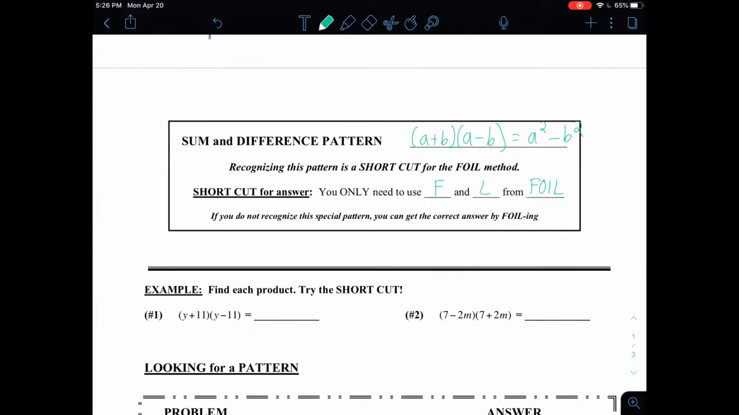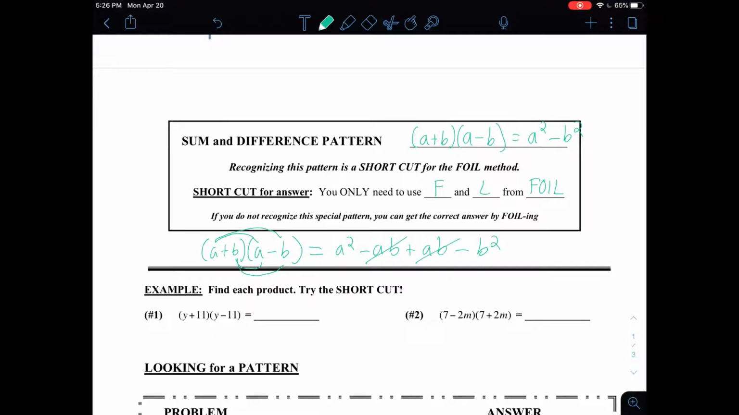And the reason for that was we did a plus b times a minus b. I'm going to FOIL this out again just so you guys can see what's happening here. So we have a times a, which is a squared. A times negative b, which is negative ab. B times a, which is going to be plus ab. B times negative b is negative b squared. And these are going to cancel out. Okay?